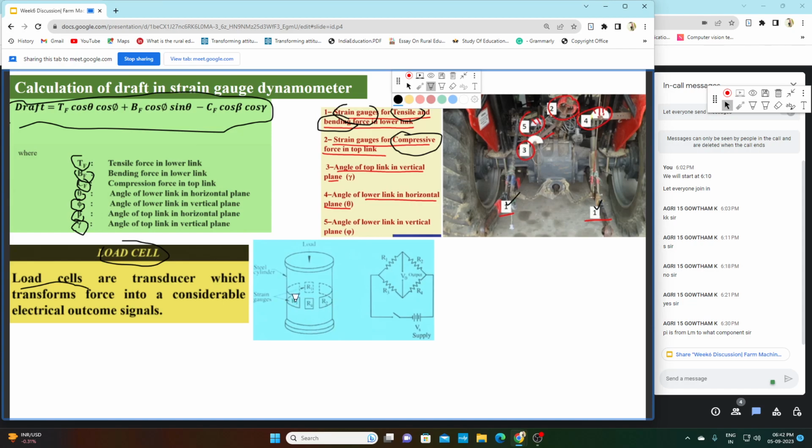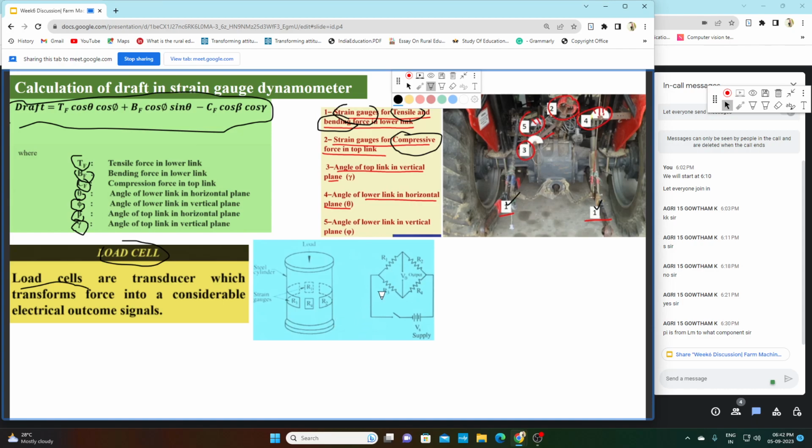Okay, this is one strain gauge, this is another strain gauge. These strain gauges are mounted on a flat cylinder. Why are we doing this? We are doing this arrangement to make a Wheatstone bridge. So what is the concept of the Wheatstone bridge?